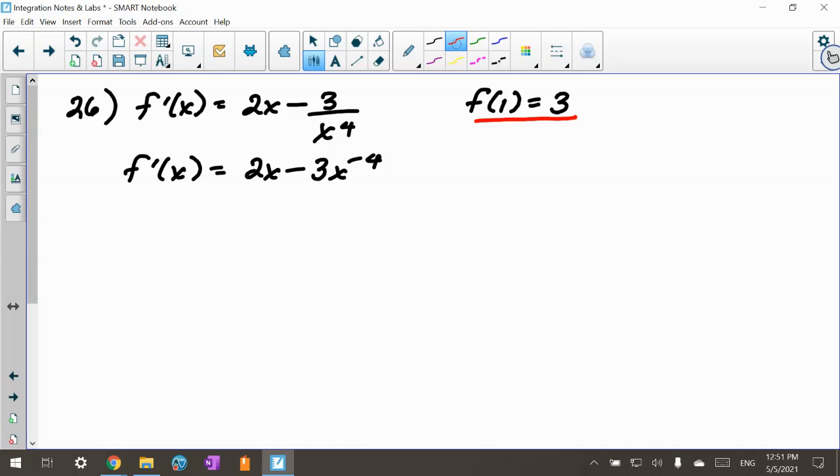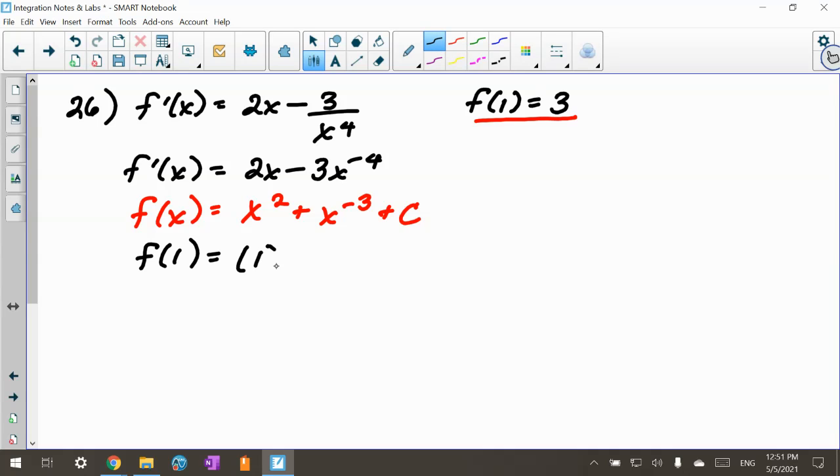So we're going to go backwards. I know f of x, add 1, multiply by 1/2, x squared. Add 1, so it'd be -3, multiply by -1/3, so it turns positive, x to the -3 plus c. And now I know that f of 1 is 3, so I'm actually going to plug that in. F of 1 is going to be 1 squared plus 1 to the -3 plus c equals 3. So I end up getting 1 plus 1 or 2 plus c equals 3. So c equals 1 as well. A lot of 1's in that one.